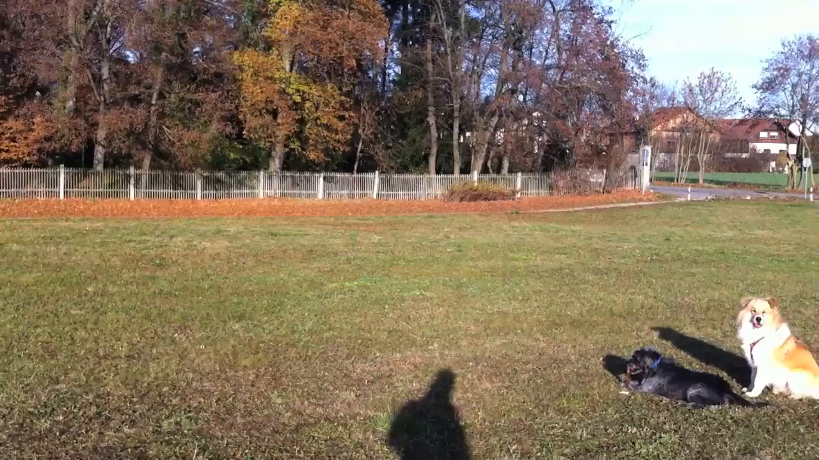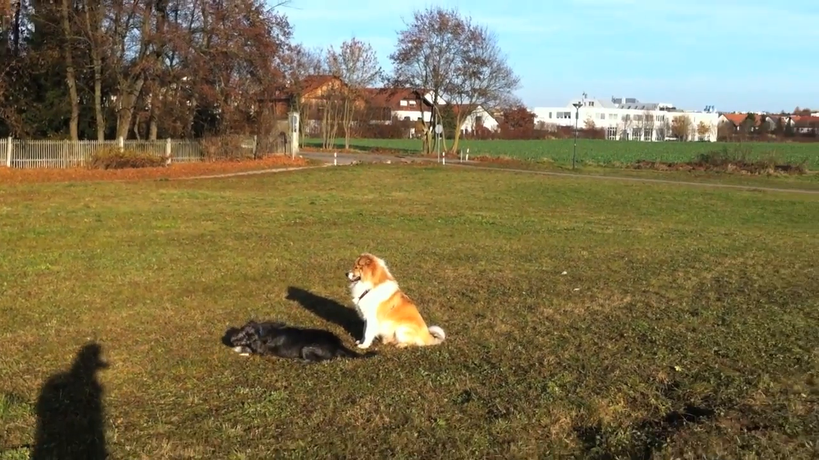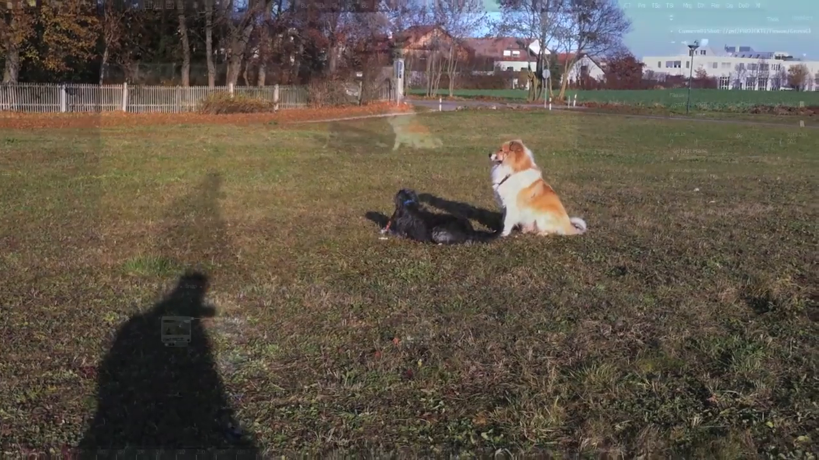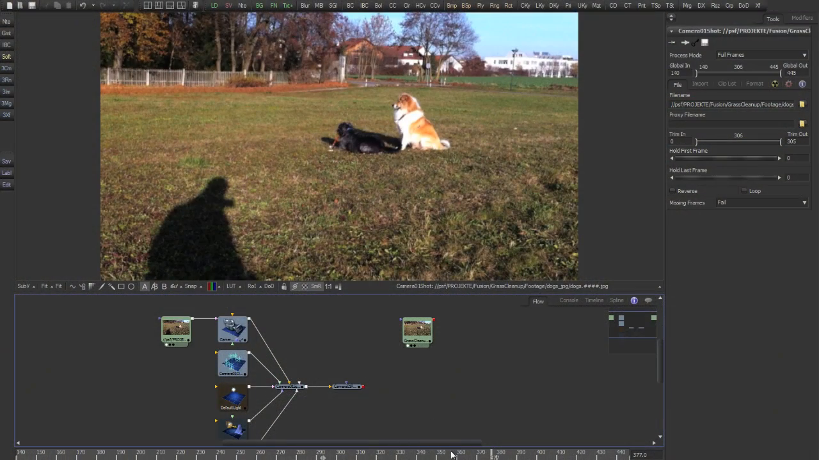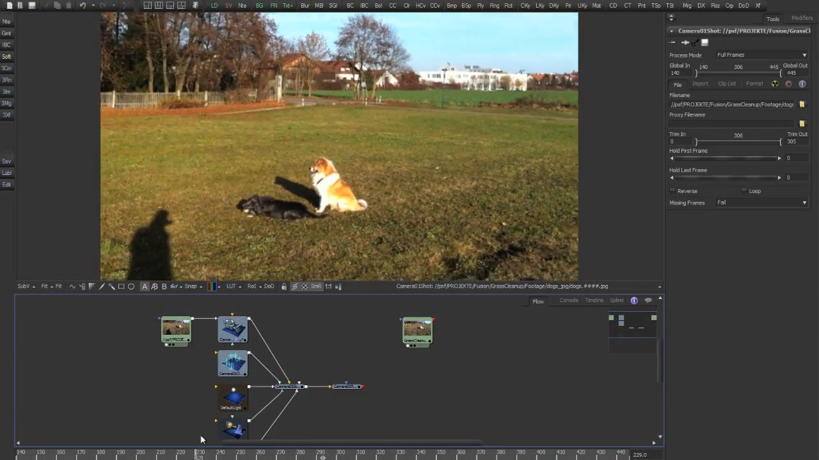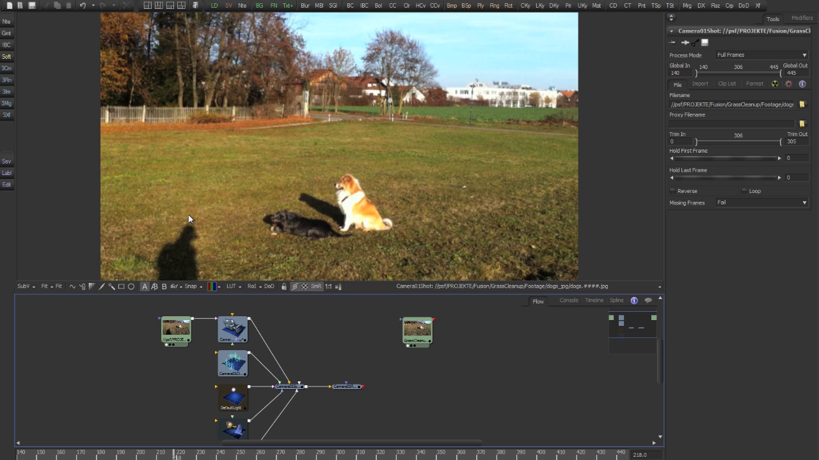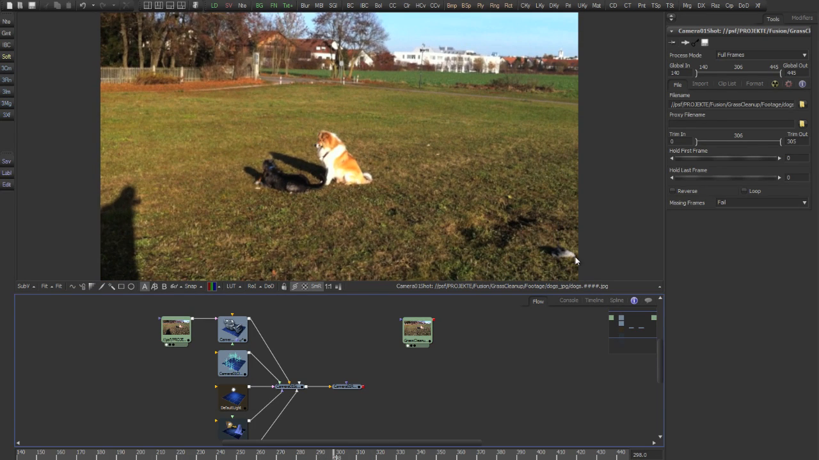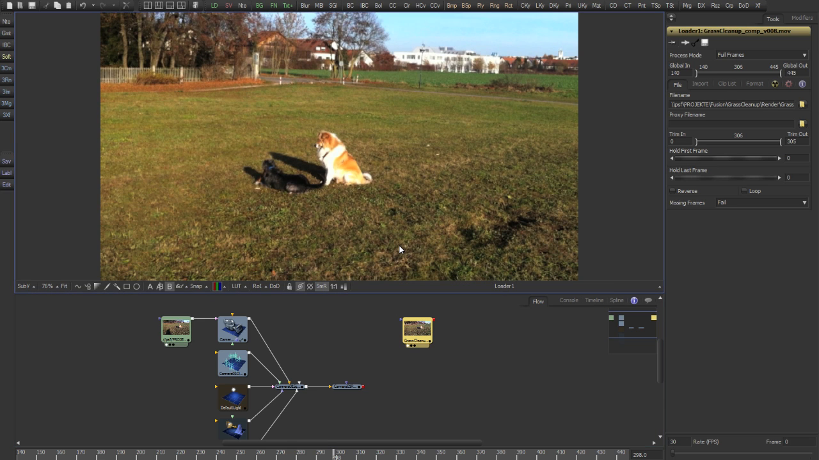So take this shot here. Let's assume this is for a dog food commercial. I'd like to remove my shadow from the ground as it ruins the picture. And there's some stuff over here that I'd like to get rid of. This is the end result.